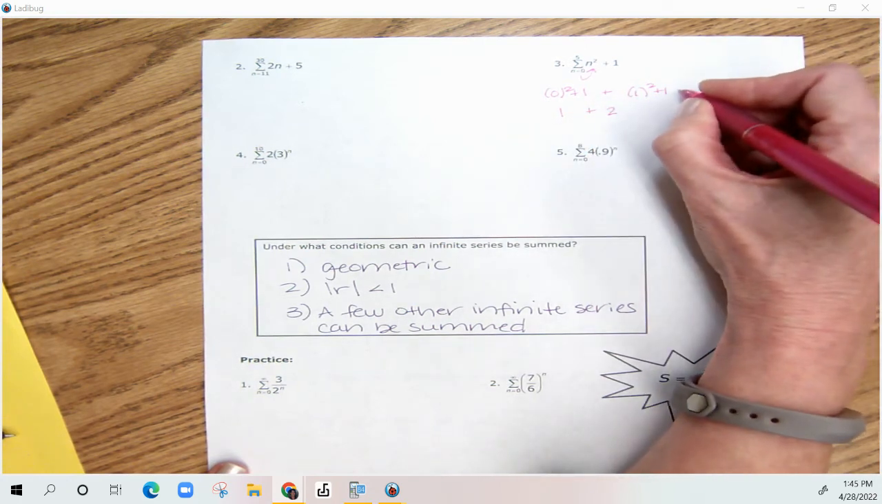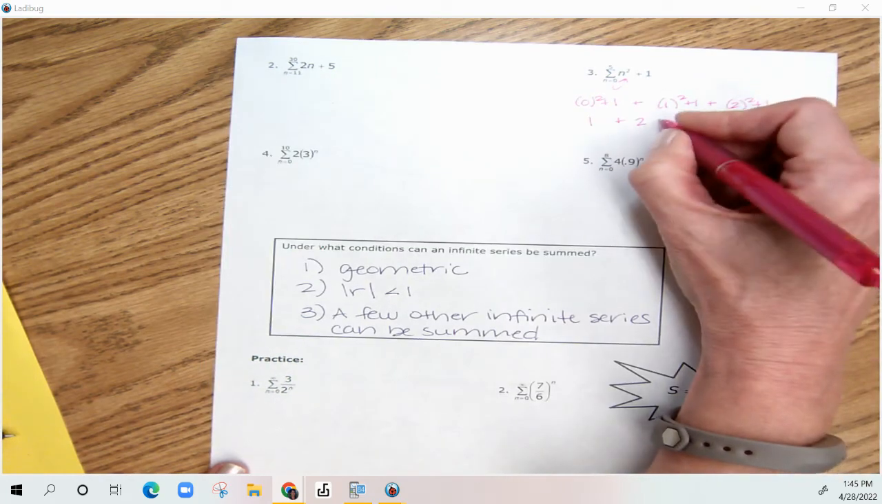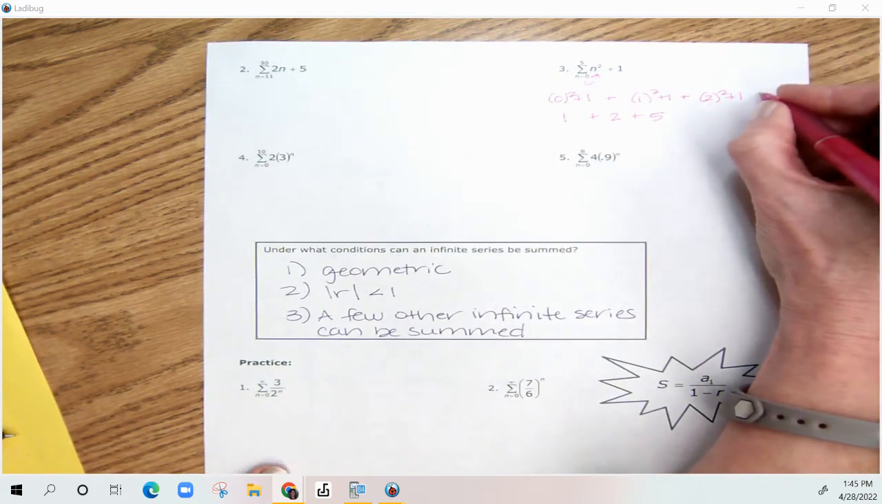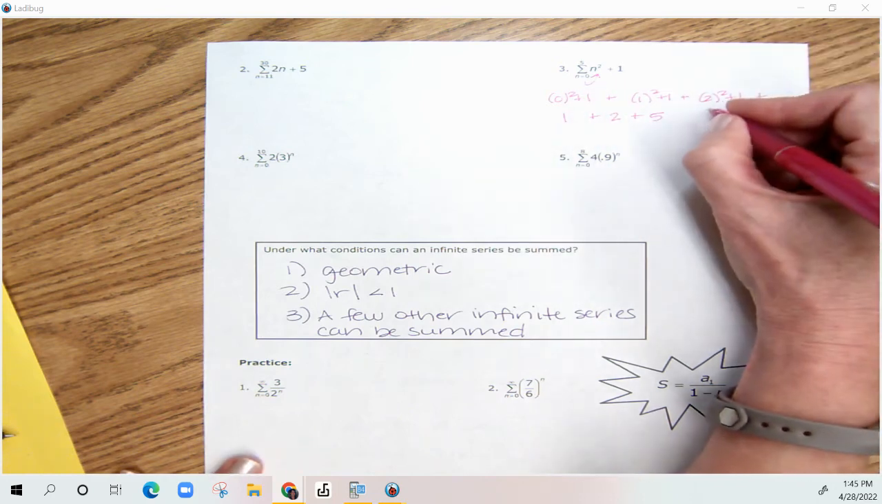That's the second term. Next, I'm going to plug in 2. Get 5. That's the third term. Then I'm going to plug in, that's 0, 1, 2, I'm going to plug in 3.